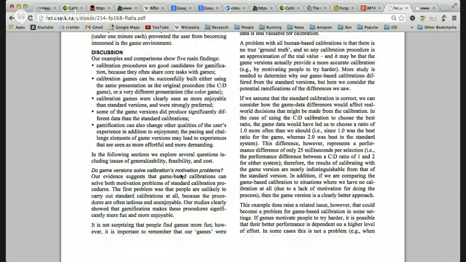The data was significantly different, but they argue that it might still be usable and that it might actually be more accurate. They say that more studies are needed to figure it out, because they can't know for sure, as there's no real baseline or right answer or ground truth for human calibration. It's just like everything is just an approximation.